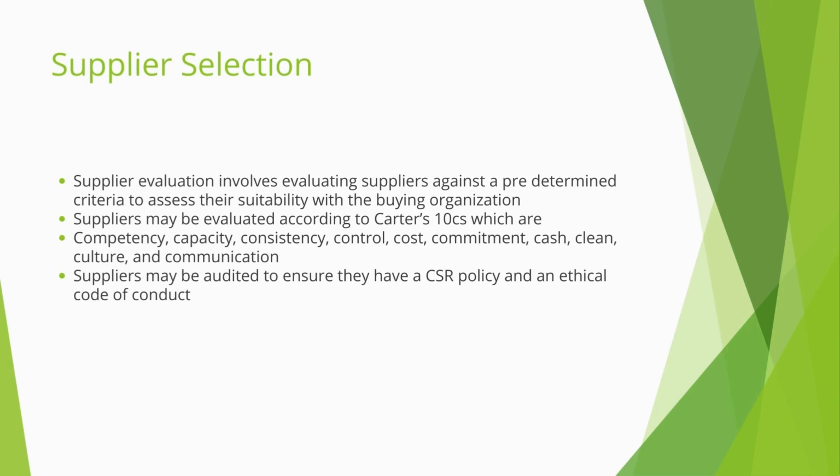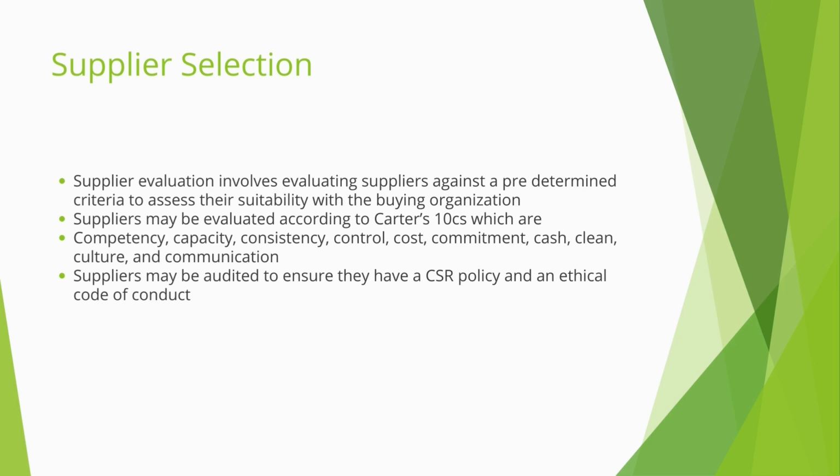So once the documentation has been prepared, the next stage now is supplier selection. Supplier selection involves evaluating suppliers against the predetermined criteria to assess their suitability with the buying organization. So here, depending on your industry, it might be impossible to have all possible suppliers bidding for your business. So the ideal tactic to utilize here is to create a list of desirable tactics and use that to shortlist the suppliers who qualify to participate in the tendering process.